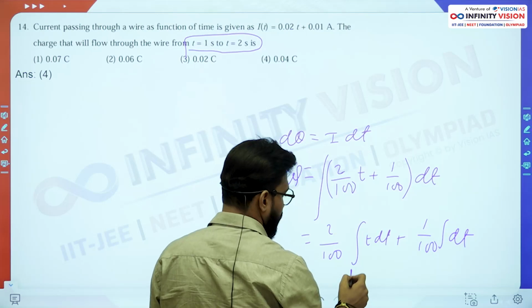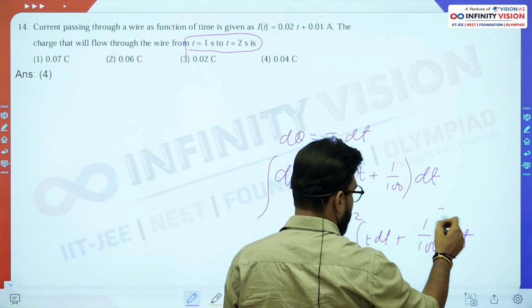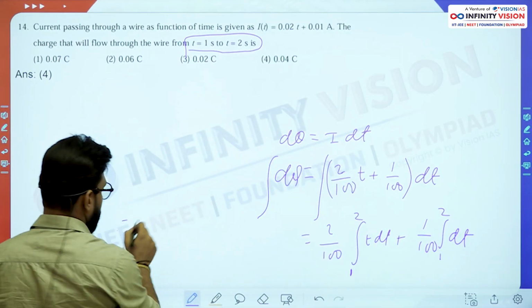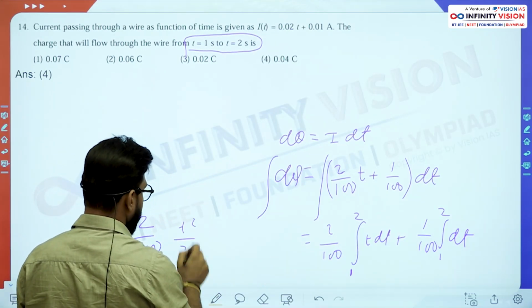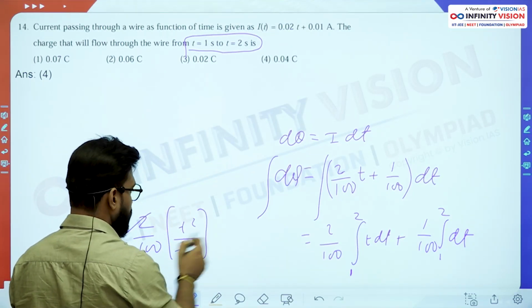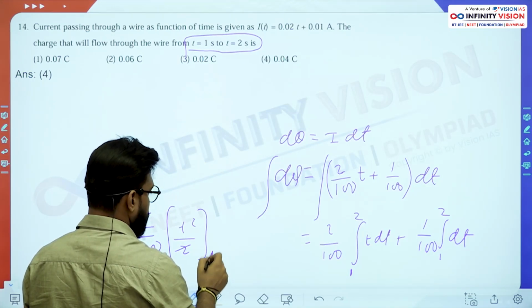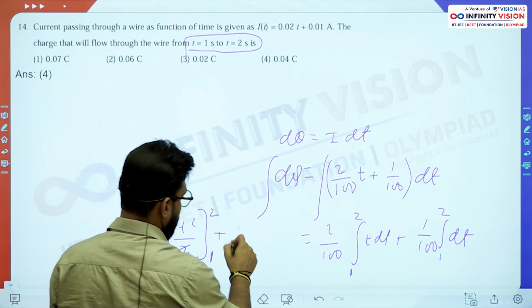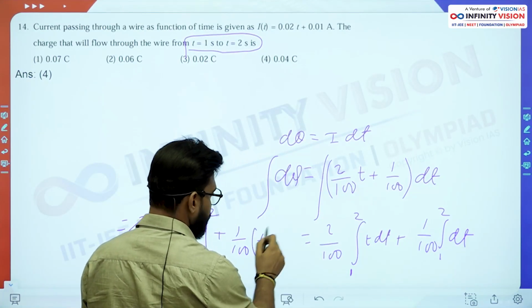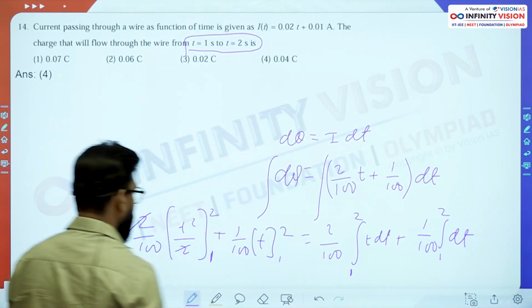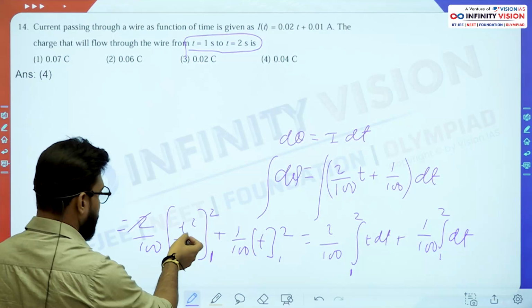So time comes from 1 to 2 seconds. So we're gonna have this, and integration of this would be t square by 2. The 2 we're gonna cancel out. This is, the time is from 1 to 2 seconds. 1 upon 100 integration of dt is t, from 1 to 2. From this we're gonna put the upper limit minus lower limit.